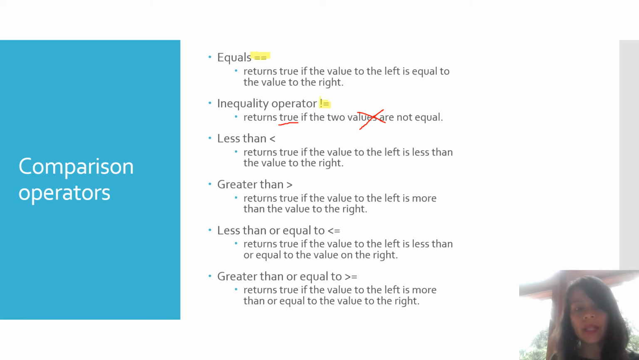Then we have the less than. This returns true if the value on the left is less than the value to the right. Then we also have the greater than, and this returns true if the value on the left is more than the value on the right. We also have less than or equal to, which returns true if the value on the left is less than or equal to the value on the right. Then we also have the more than or equal to, and this returns true if the value on the left is more than or equal to the value on the right.